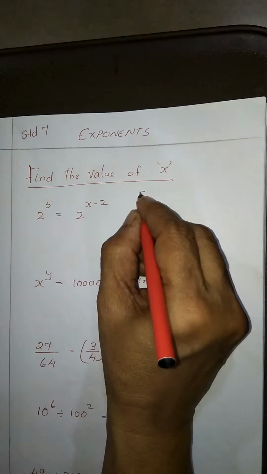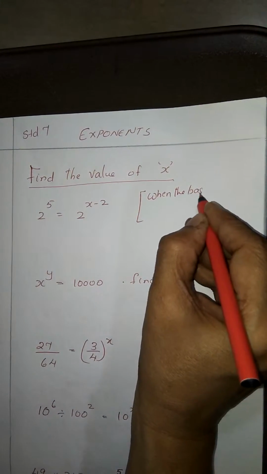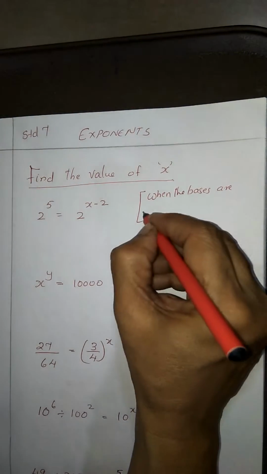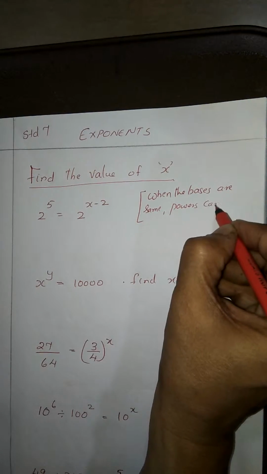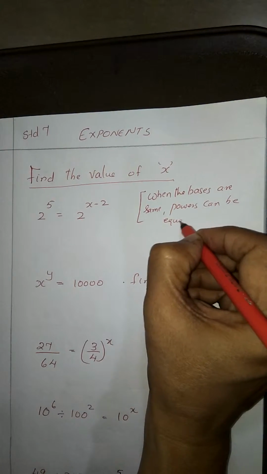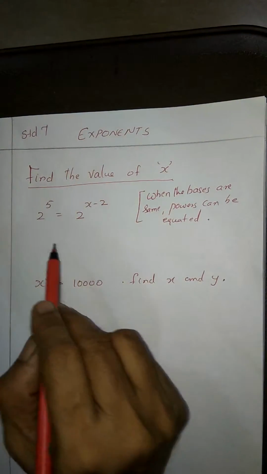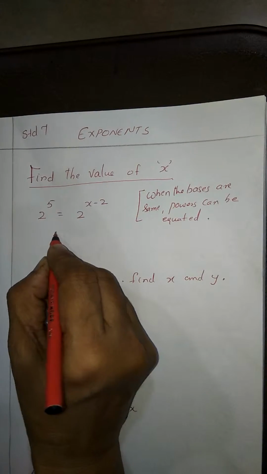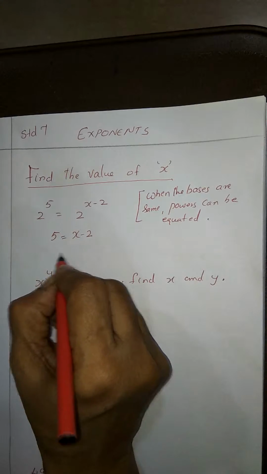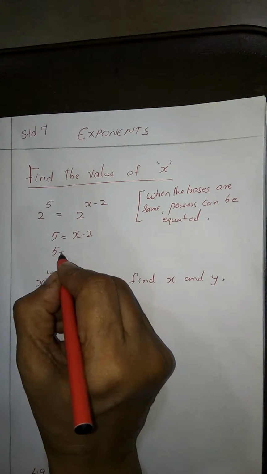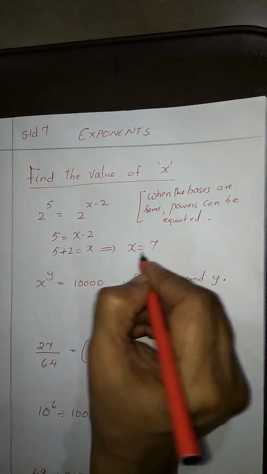You have to write the reason: when the bases are same, powers can be equated. Similarly, when the powers are same, you can equate the bases too. So here we will equate the powers: 5 equal to x minus 2, from which you will get x is equal to 5 plus 2, from which you will get x is equal to 7.